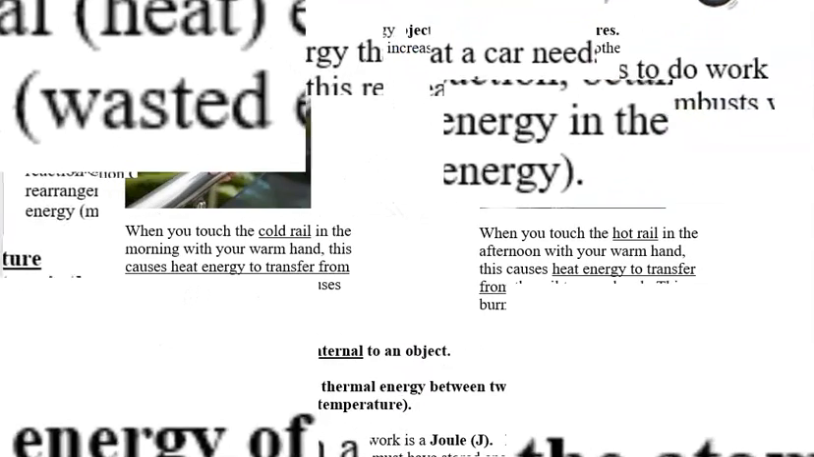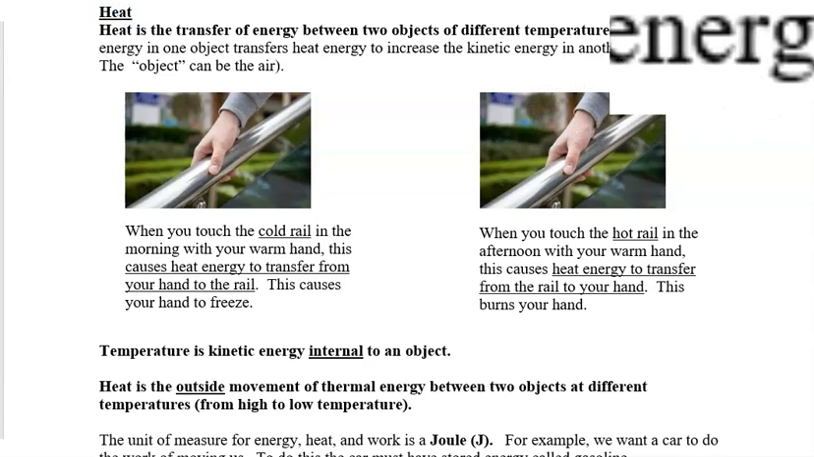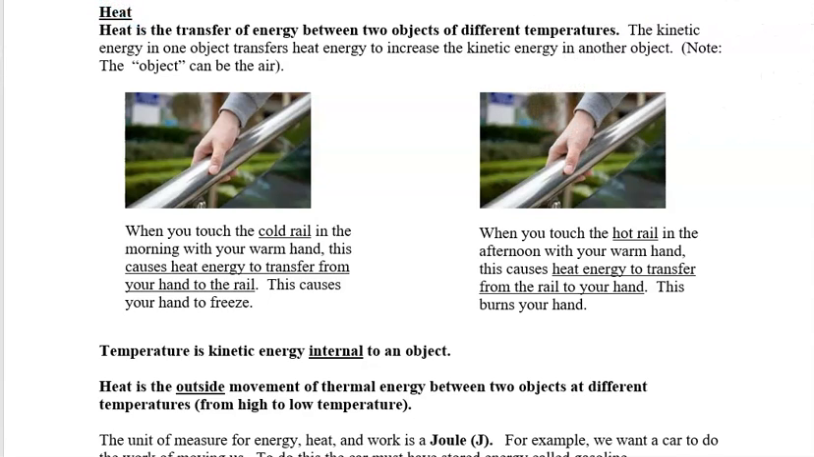So heat. Heat is the transfer of energy between two objects of different temperatures. So the kinetic energy in one object transfers heat energy to increase the kinetic energy in another object. And note that the object can be the air. So when you turn on a stove in your kitchen, you have an object getting hotter, it transfers heat into the atmosphere, which is cooler than the stove. So it goes from higher temperature to lower temperature.